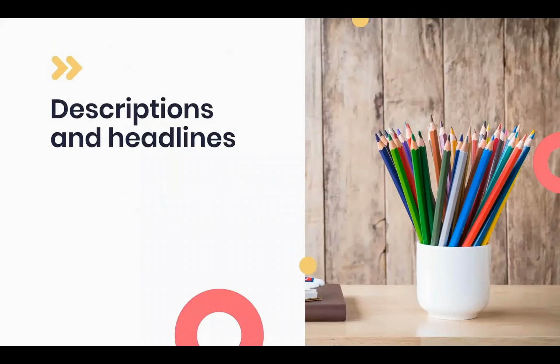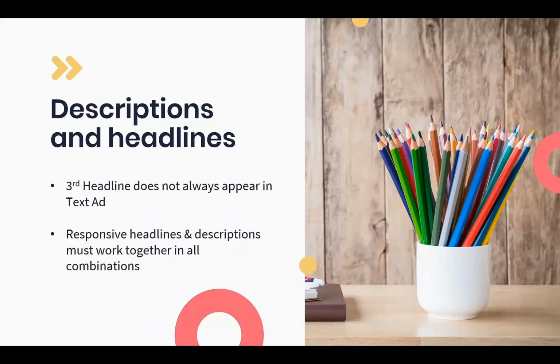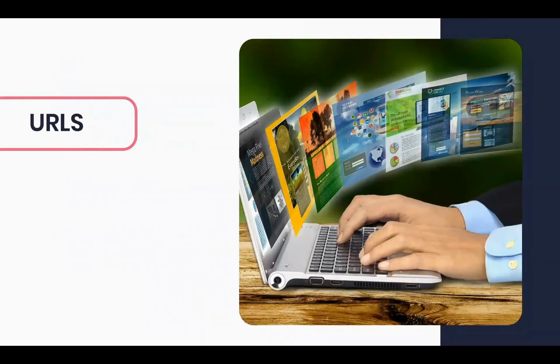Then some notes about descriptions and headlines. It's important to know that the third headline does not always appear in a text ad. So make sure that you're not putting any critical information there because it might just not appear. And then when it comes to responsive headlines and descriptions, because they're being automatically rotated based on the best performance, it is important to make sure that all of the different headlines and descriptions do work together, just to make it more accurate. When it comes to your URLs, they must be consistent.